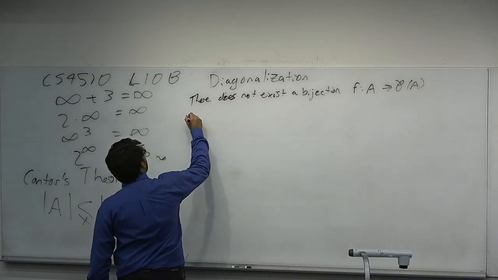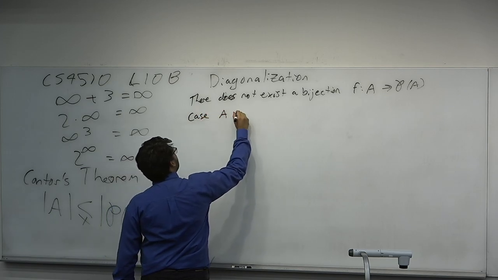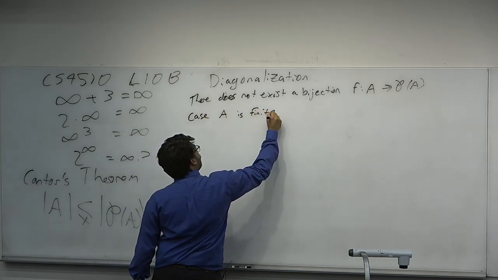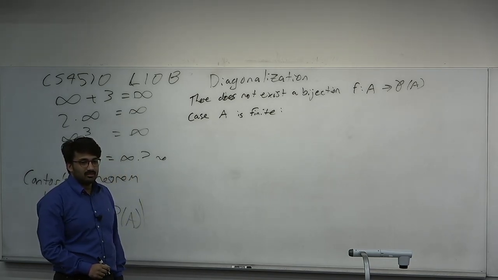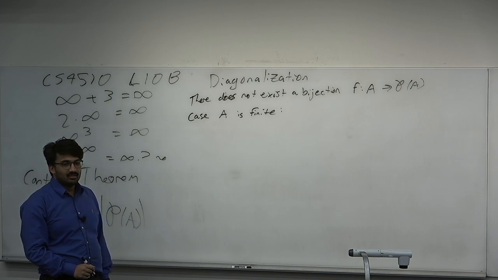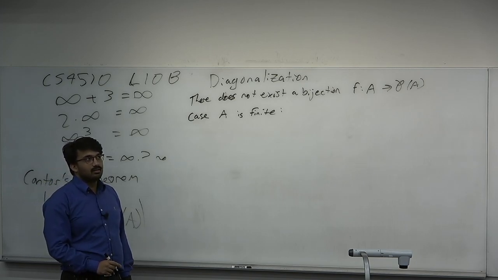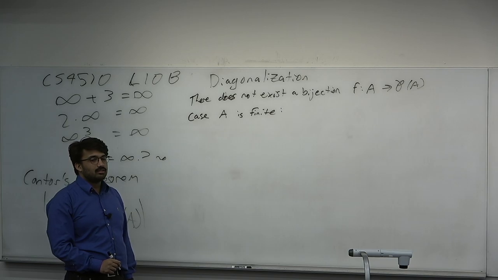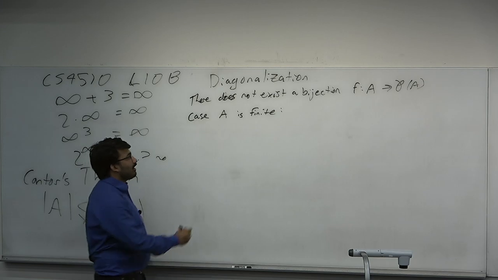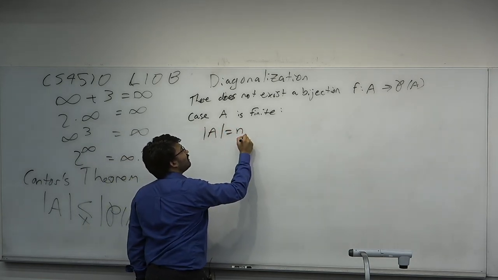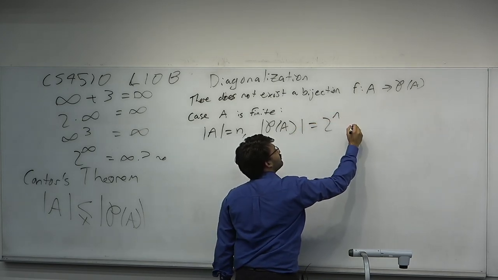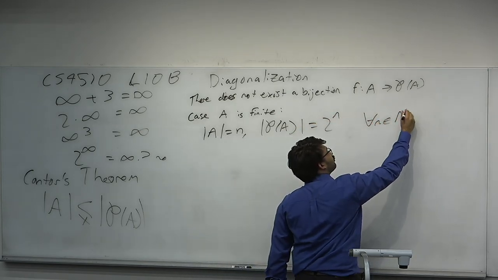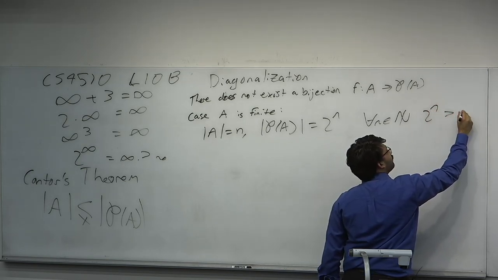Let's do the easy case: A is finite. Why does that work? The power set has at least one set for every element of A, and also the empty set. If A is finite, how many elements are in the power set of A? Yeah, if the cardinality of A is equal to n, then the cardinality of the power set of A is equal to 2 to the n. So for all n in the naturals, it is true that 2 to the n is greater than n, QED.